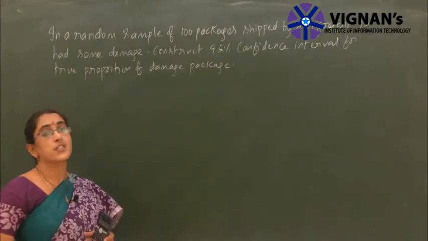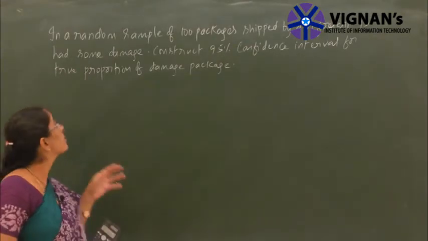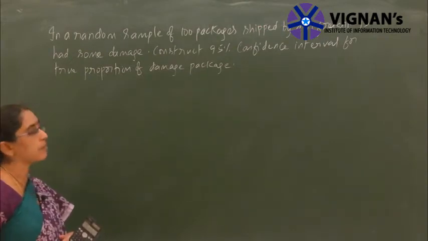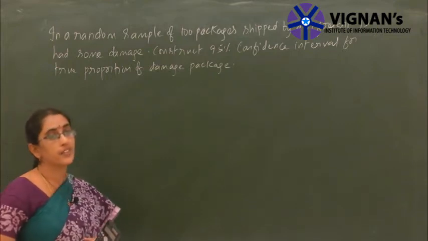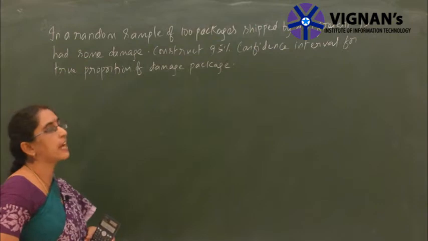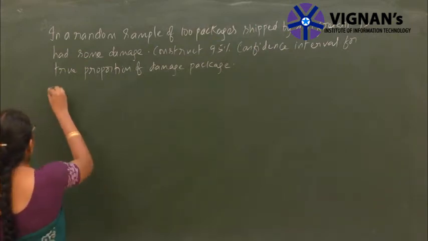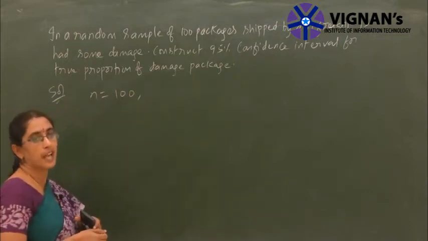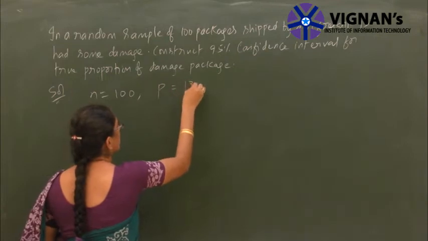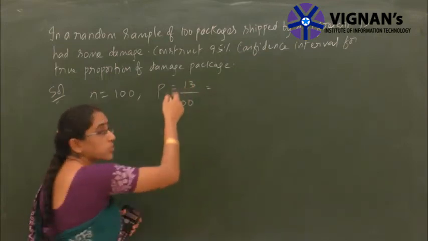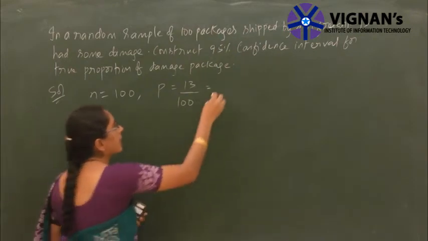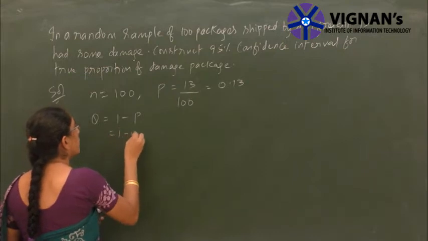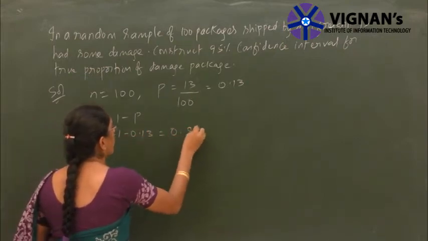Now let us see how to construct the confidence intervals for proportions. In a random sample of 100 packages shipped by air freight, 13 had some damage. Construct a 95% confidence interval for the true proportion of damaged packages. Here the random sample size is 100. Out of these 100, 13 have damage. That means P equals 13 by 100, the proportion of damaged packets, which is 0.13, and Q is 1 minus P, so 1 minus 0.13 is 0.87.